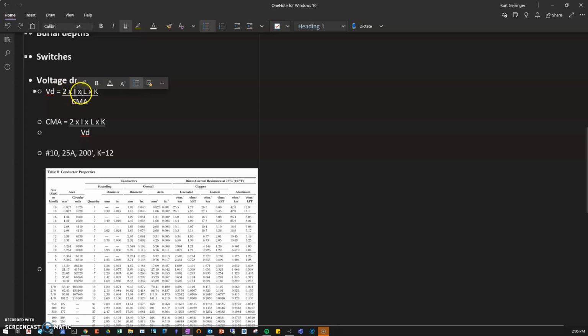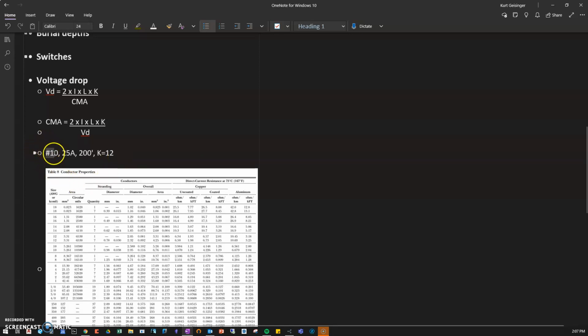I is going to be amperage, L is going to be length, and then K is basically the resistance of our conductor. I believe on the test, in all cases, they give you the K value. Generally, they're going to give you a K value of 12. I think for copper, it's technically 12.9. For aluminum, it's 22.1, something like that. But they always give you the K value in the problem here on the test. So, with that said, let's look at an example problem here.